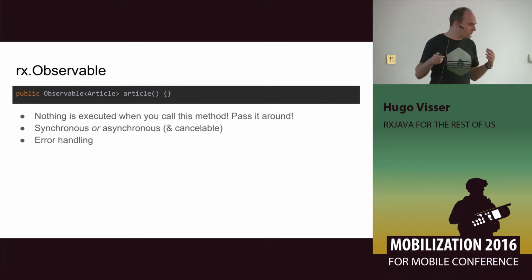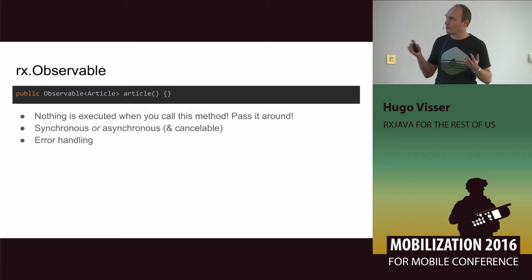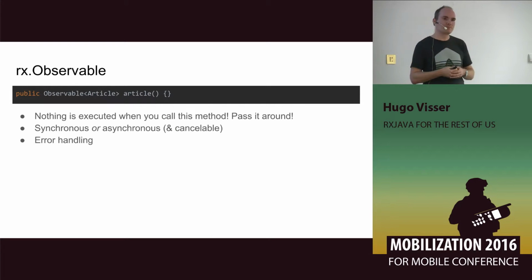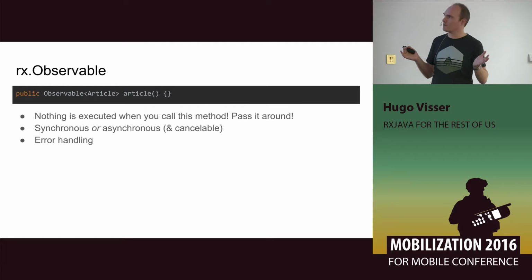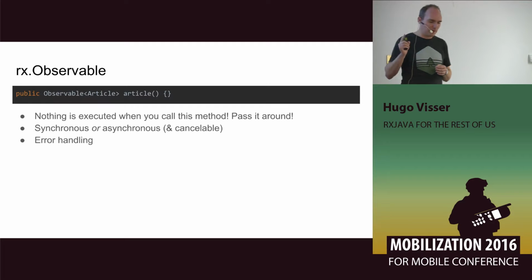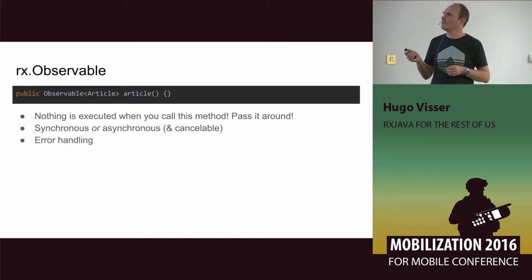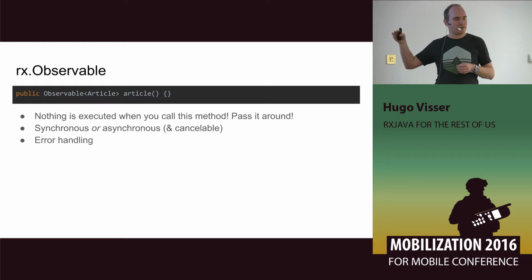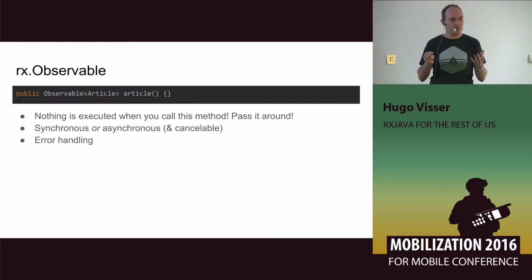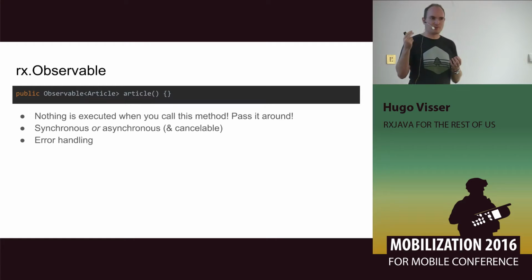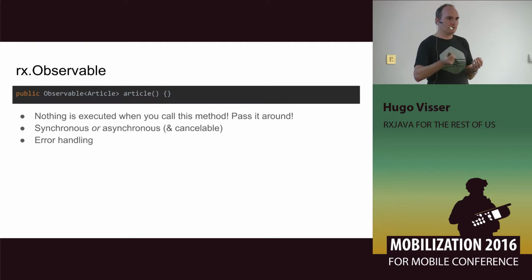So when we would apply RxJava to this problem, we would do something like this. We would create an observable that returns us an article. And this is, of course, very abstract still. But a couple of interesting things to note here is that once you invoke this method, nothing is actually executed. It's just setting up an observable, a stream, that once you subscribe to it, will start giving you these article objects. So that's convenient. You can also pass this around to other methods.